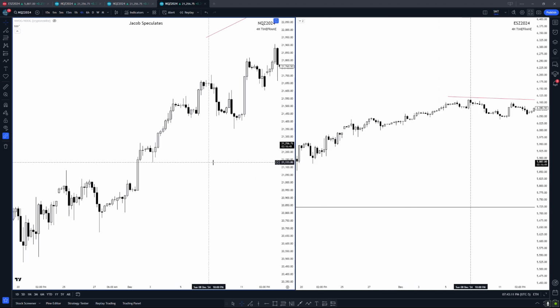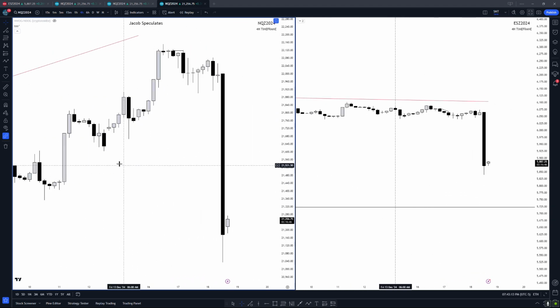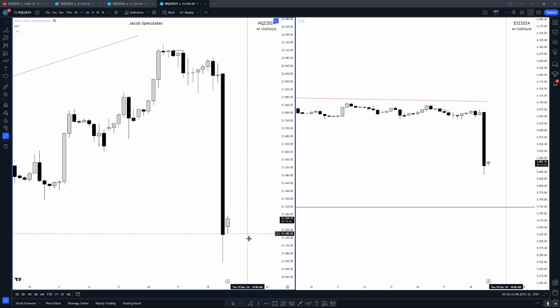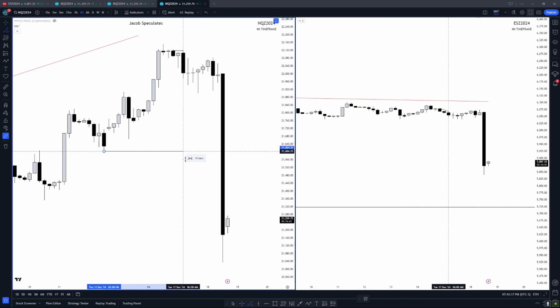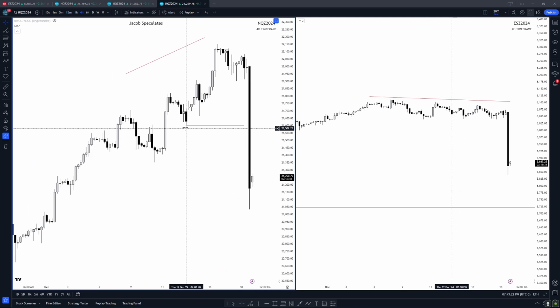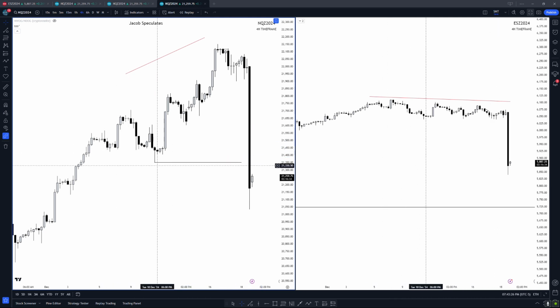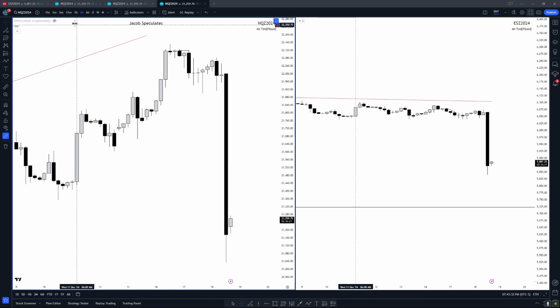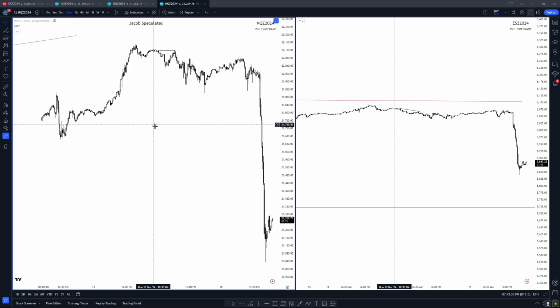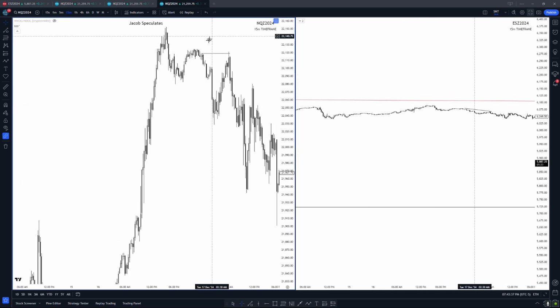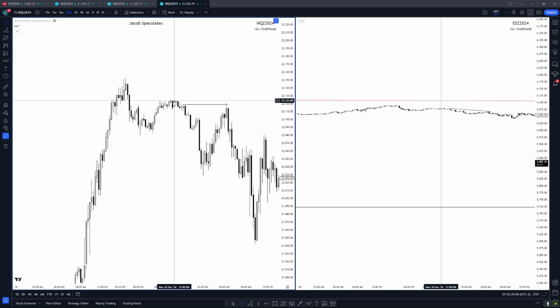Technically speaking, the market structure shift was right here. This would be the market structure shift. Really, it could be this low, because we have a high, low, higher high. So this would be like a breaker. But we entered all the way up here.